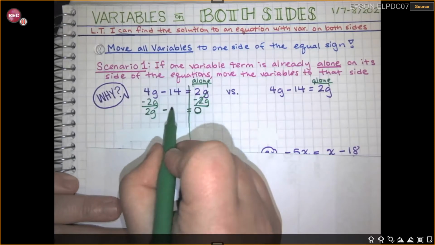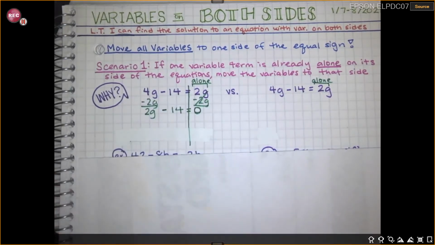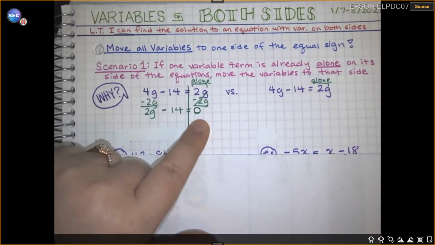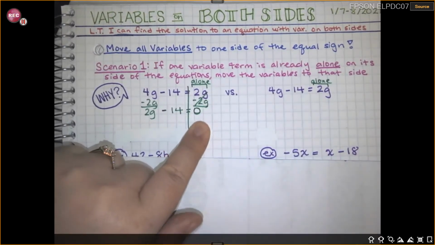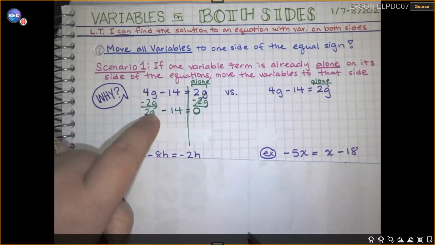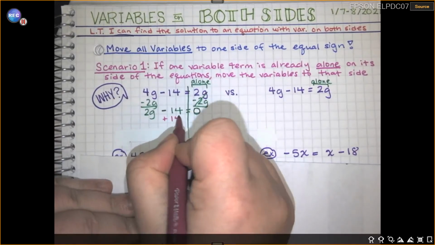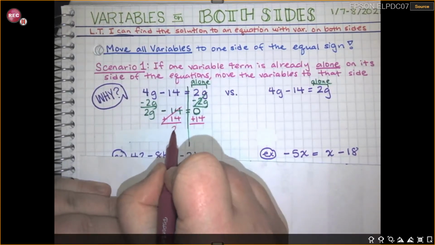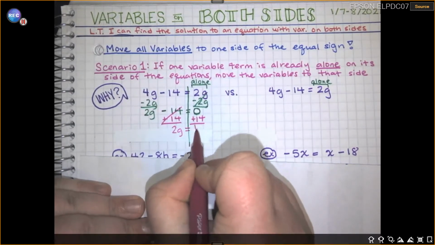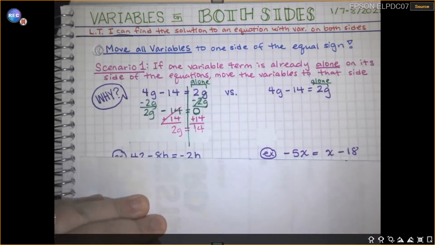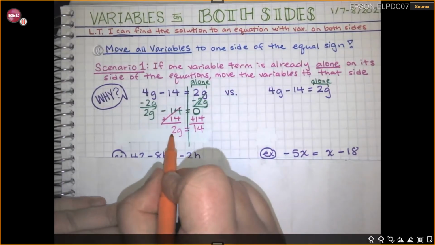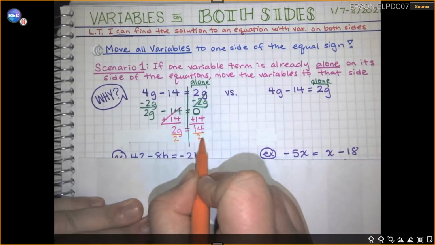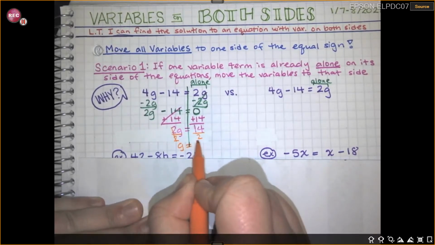2g minus 14. Okay, so not the end of the world, but what if you forgot to put that 0, which I'm going to tell you right now, happens all the time. And now I still have to solve. So I need to move this number first, plus 14, plus 14. So I just have 2g equals 0 plus 14 is 14. And then last step is to divide, because it's 2 times g. Divide by 2, g equals 7.